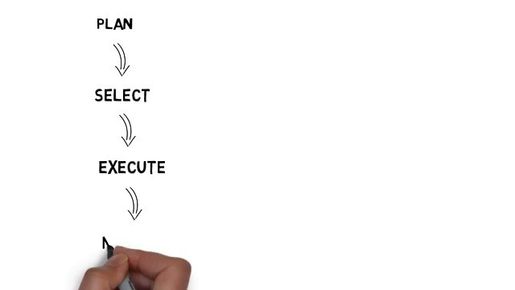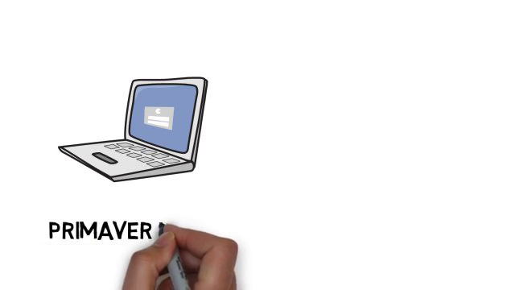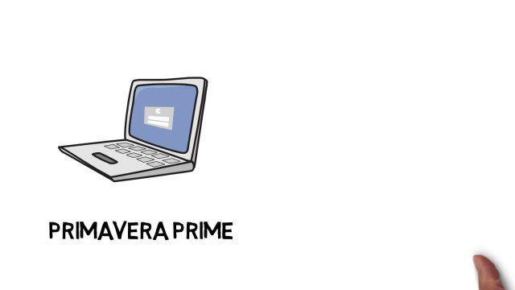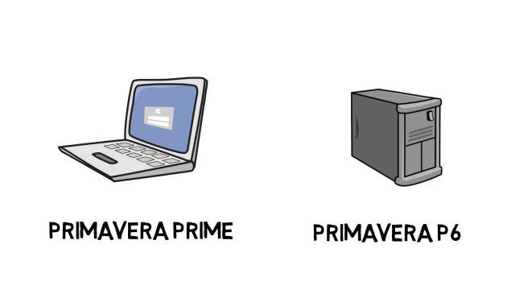The capital plan management process can be divided into four phases: plan, select, execute, and monitor. The plan, select, and monitor phases are executed in Oracle Primavera Prime. The execute phase is done via integration with Primavera P6.